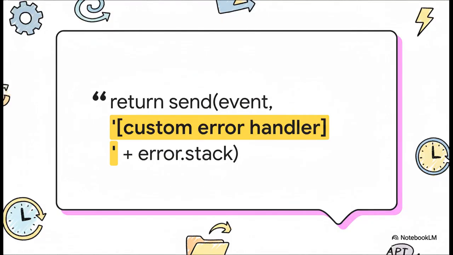So what happens when things inevitably break? By default, Nitro has a pretty standard error page, but the error handler option lets you take complete control. You just point it to a file that exports a custom handler, and from there you can log errors, set custom headers, and return a beautiful on-brand error page instead of something generic.